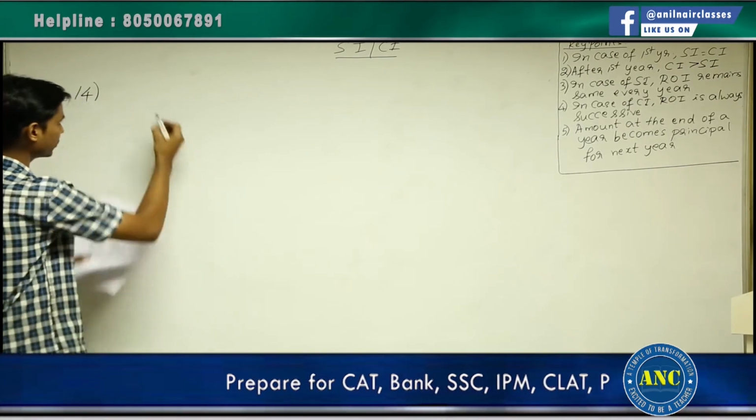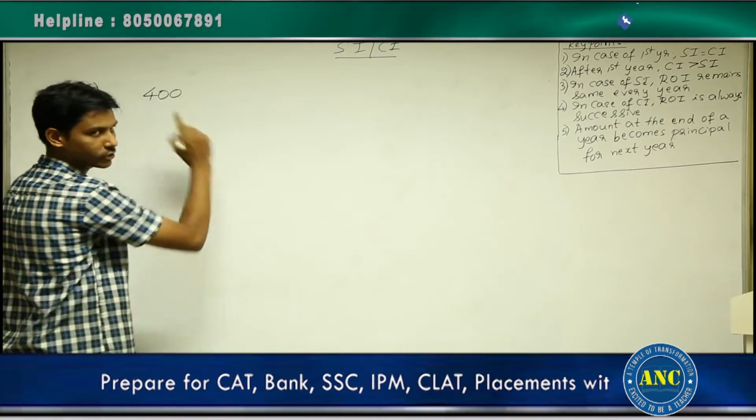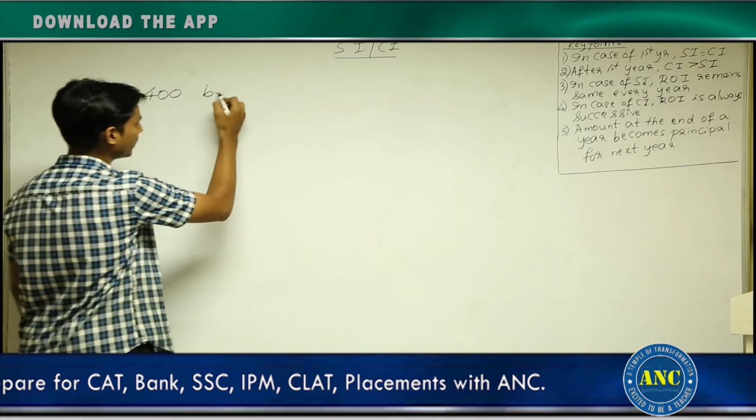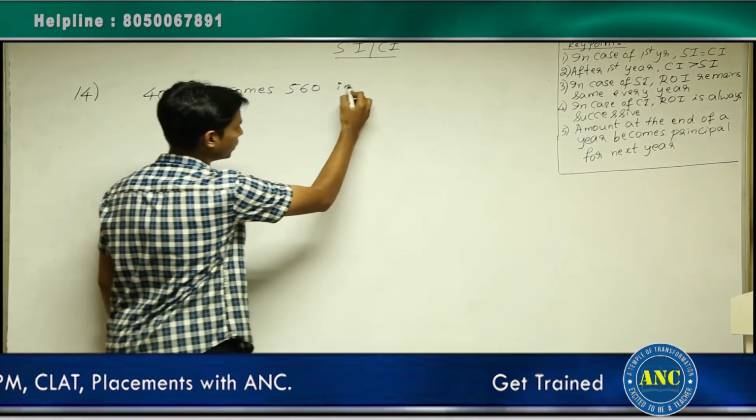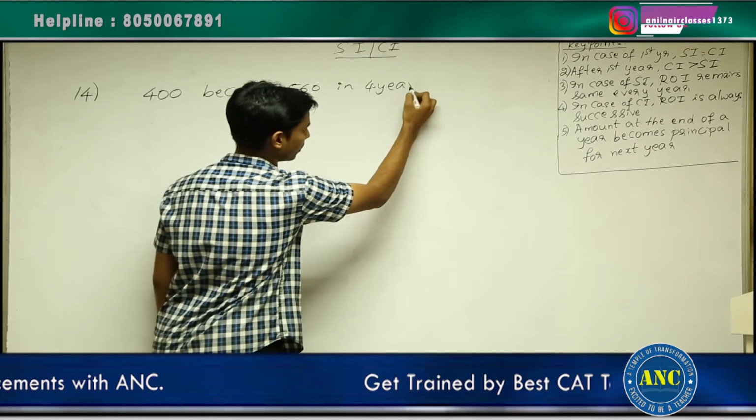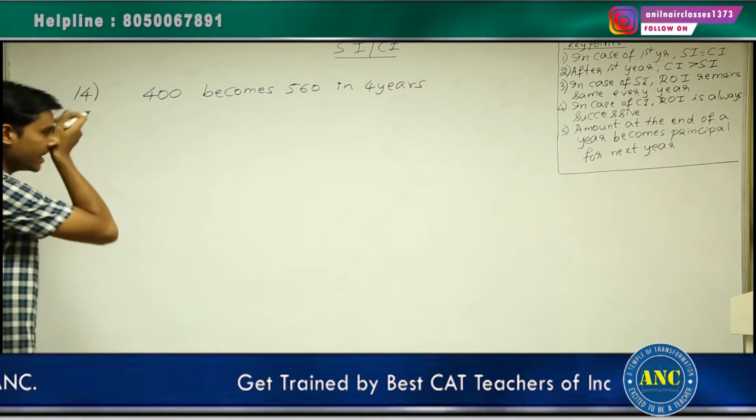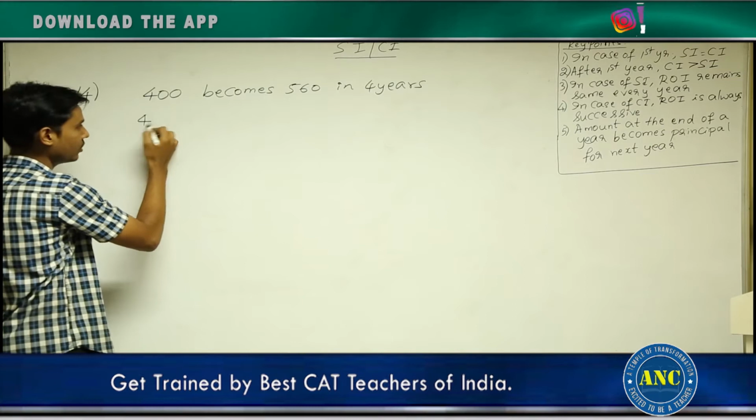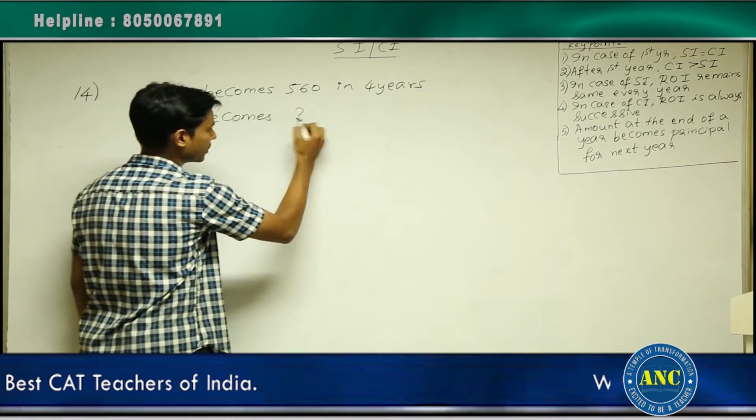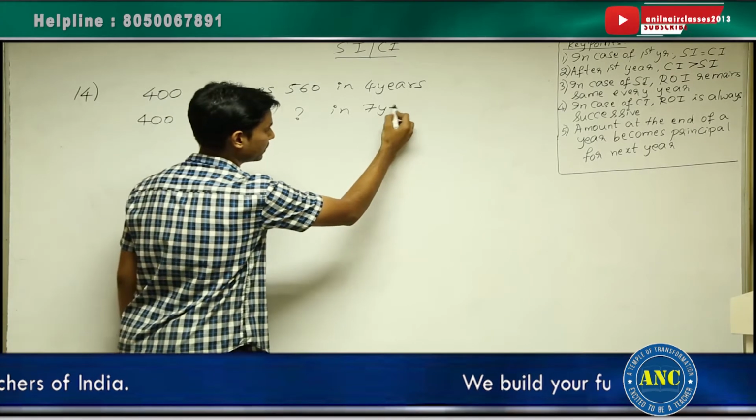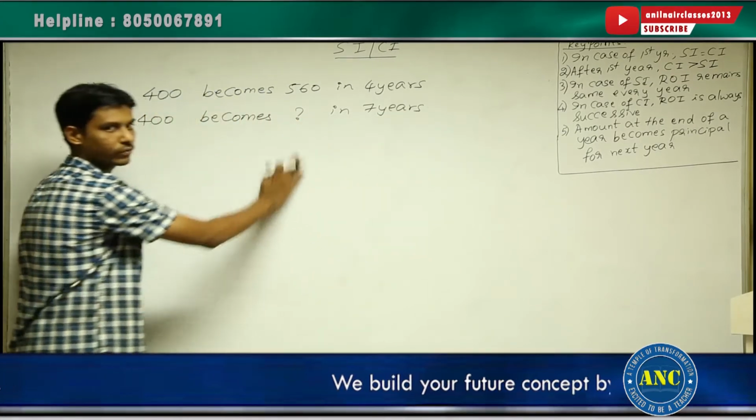Let me solve the 14th question. 400 is what I took from you. 400 becomes 560 in 4 years. This is what is given in the question. The same value of 400, how much will it become in 7 years? This is what I need to find.